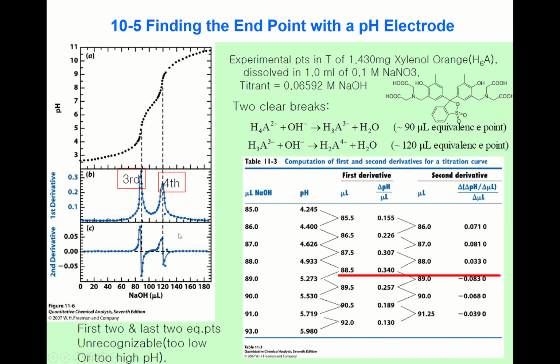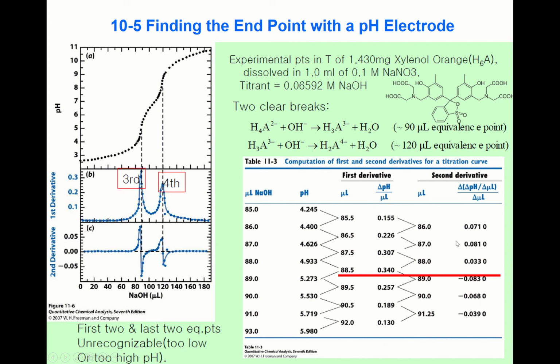And what if you differentiate one more time? This is the first derivative, and what about the second derivative? At the maximum point, when you differentiate once more, this maximum point becomes 0. So if you get the second derivative, you find the 0 point, and at this 0 point, that's the equivalence point.